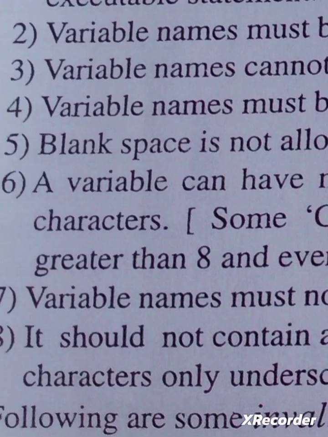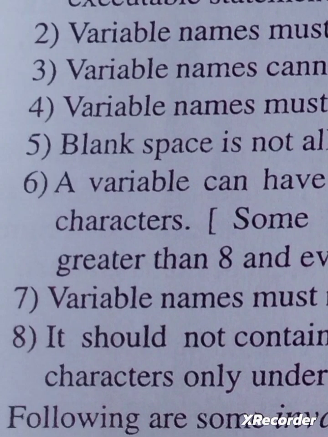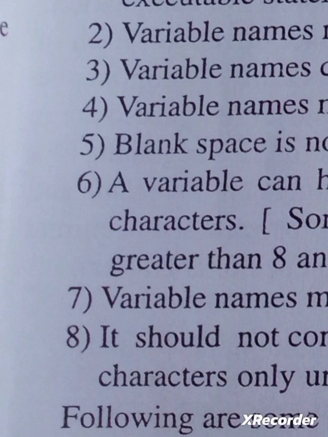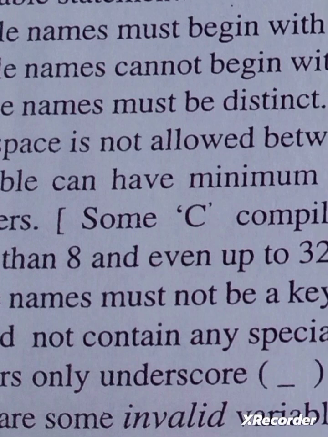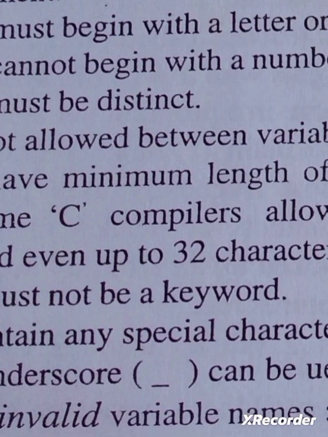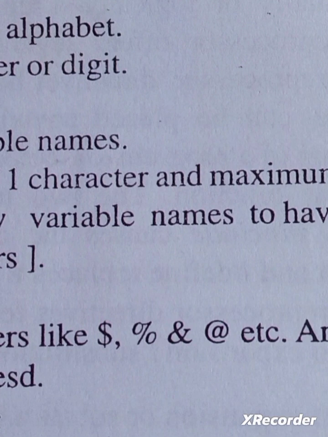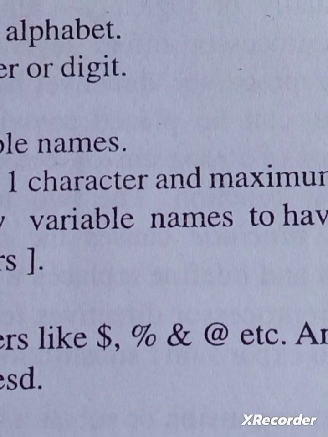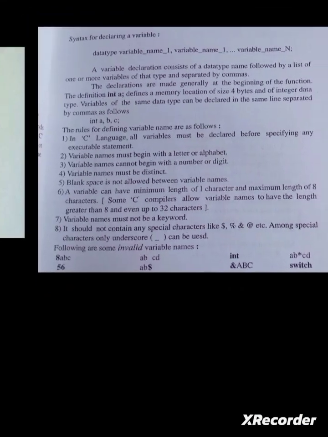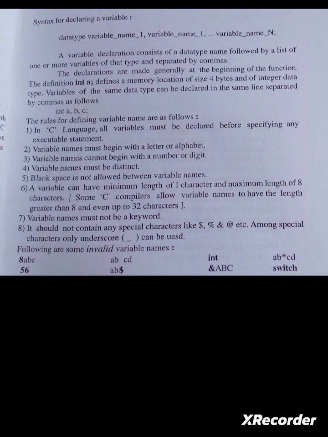Now here we'll see some of the variable names which are not allowed. Here as you see 8abc, it is an invalid variable name. 56, it's a number. abcd, ab dollar sign, int, as I said, int is a keyword in the C language, so you cannot use it as a variable name. Now ampersand, the name starting with ampersand, it is also not allowed. So these were the rules for declaring variables in C.